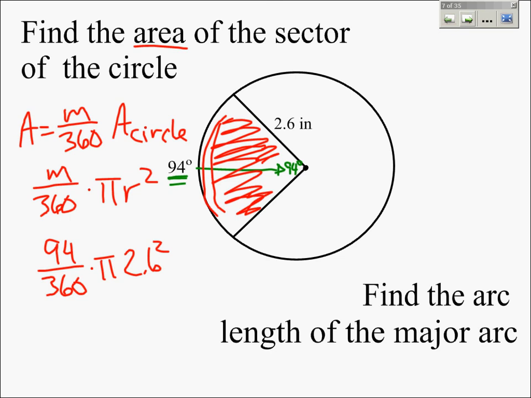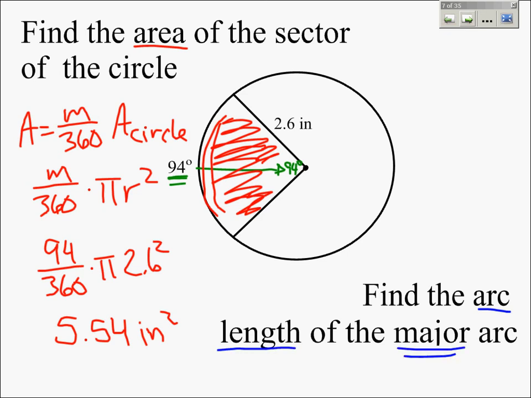You should be able to just type this into your calculator now. Changing pi to 3.14. And you should get 5.54. And our label is inches squared because we're finding area. Okay? On this side, we want to find the arc length.